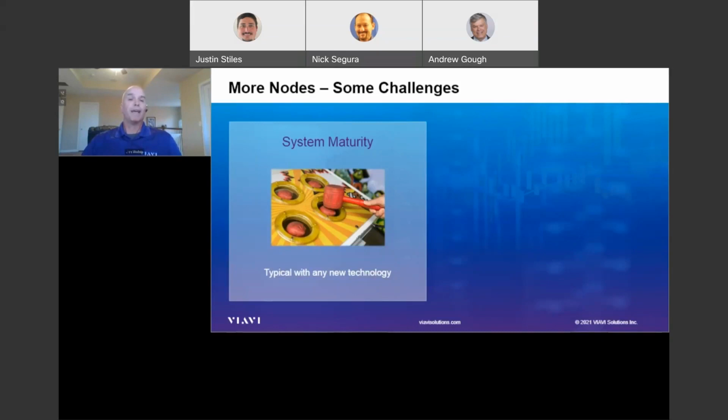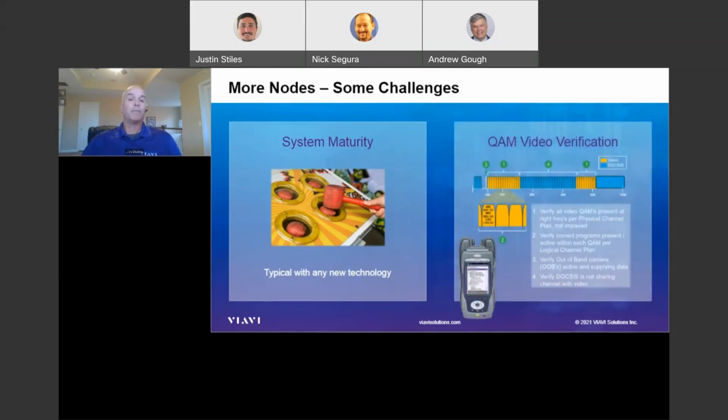Fortunately, we're past that maturity curve with remote PHY, although we're stepping back a little bit as we move into remote MAC-PHY and FMA. But I also look back on that presentation, there were a lot of things we said were going to be problems that we've developed solutions for, but new problems have emerged. And one of those is QAM video verification.